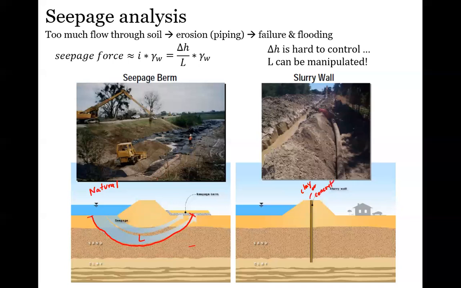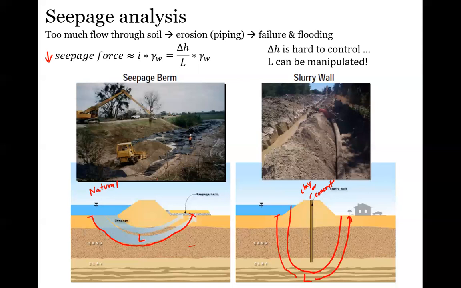Now this water, to get to the other side and balance out, needs to go all the way down here and back up this way. So now this L is much, much larger than the natural case. As we increase that L, we are decreasing our hydraulic gradient, which means we are decreasing our seepage force, which is good for us because then there's less likelihood of internal erosion and that kind of stuff.